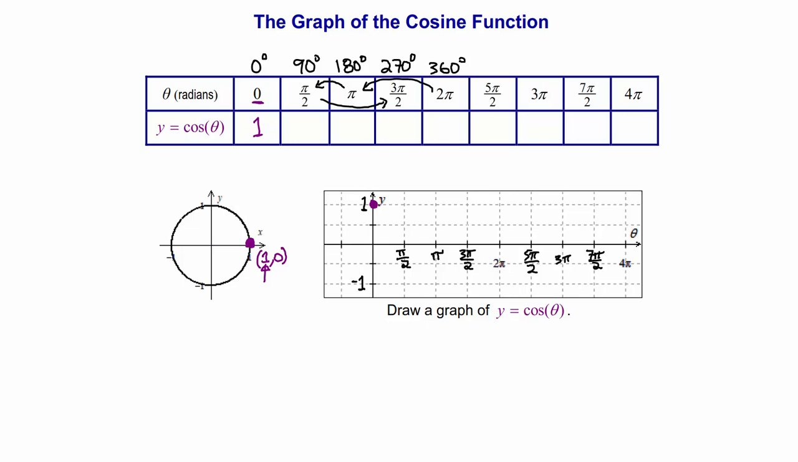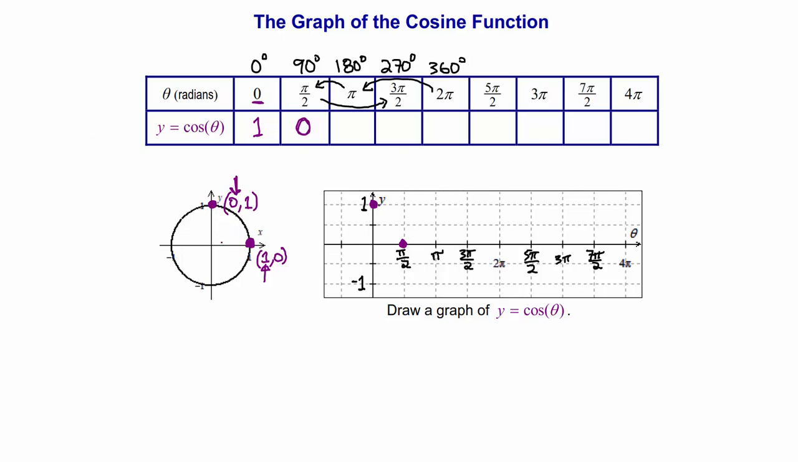Now we can rotate pi over 2 radians, 90 degrees. We specify the point on the top of the circle. This point here has coordinates 0, 1. The cosine value is the x-coordinate of a point specified by the angle, in this case pi over 2. And so the cosine of pi over 2 is 0. So we can plot the point pi over 2 comma 0 on our graph.